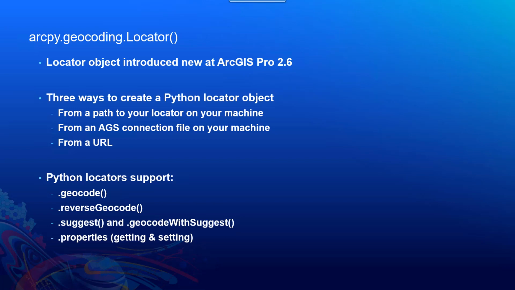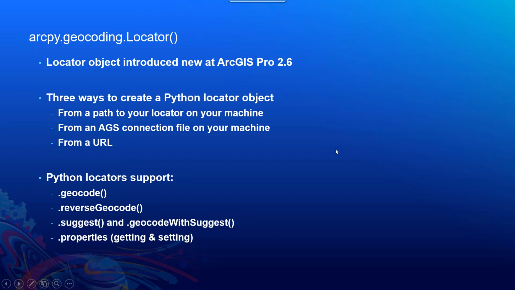There's 3 ways to create a Python locator object. The first is from a path to your locator on your machine. So if you have your locator on disk somewhere, either on your C drive or D drive, you can pass a path to your locator and instantiate a locator that way. If you have an AGS connection on your machine, then you can instantiate a locator on that AGS connection, and you can create a locator via that ArcGIS Server locator. And finally, if you have your locator published to ArcGIS Enterprise, you can instantiate a locator via a URL after calling arcpy.signIntoPortal.